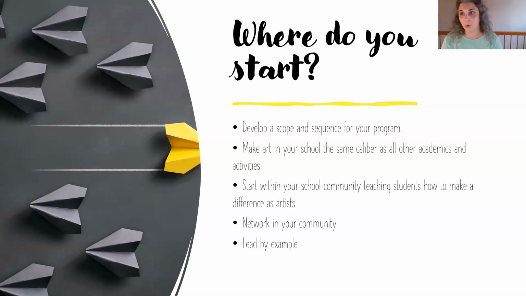So I think it's really important to start out with the scope and sequence for your program. I think you have to build internally first before you can even begin to go externally from the school community. So I think it's also important to make art the same caliber as the rest of the programs in the school, because students will take it more seriously. They'll give you a lot more energy and enthusiasm if they think that it's of the same academic level as your other programs. And then I think that you have to start internally.